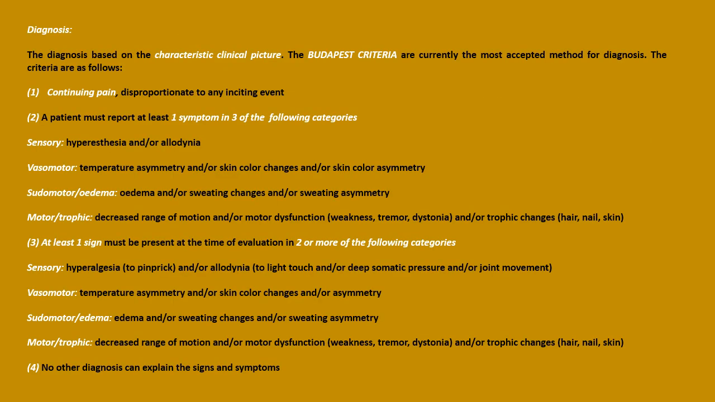Diagnosis: the diagnosis of CRPS is based on the characteristic clinical picture. The Budapest criteria are currently the most accepted method for diagnosis. In brief, these criteria are as follows. Number 1, there should be continuing pain disproportionate to any inciting event. Number 2, a patient must report at least one symptom in 3 of the following categories. Number 3, the patient must have at least one sign at the time of evaluation in 2 or more of the following categories. And number 4, there should be no other diagnosis that can explain the signs and symptoms.